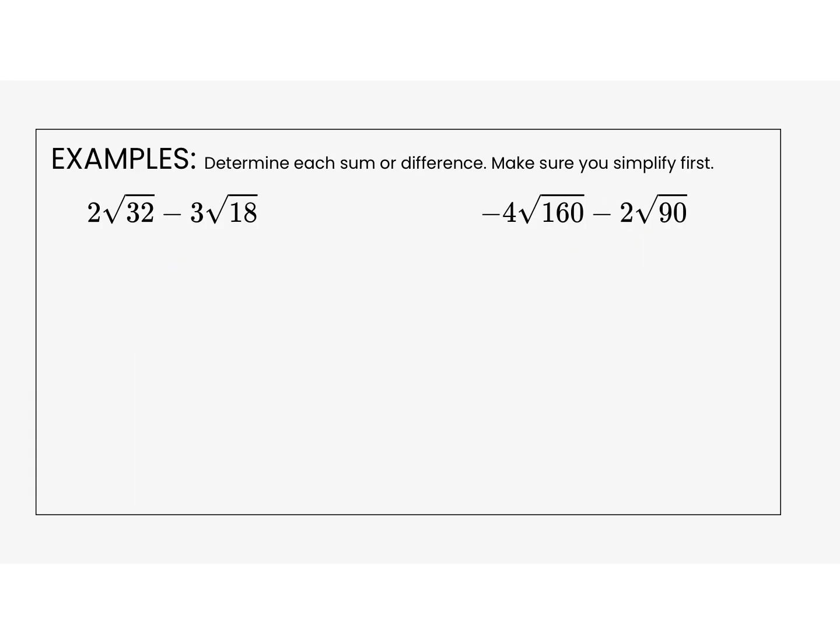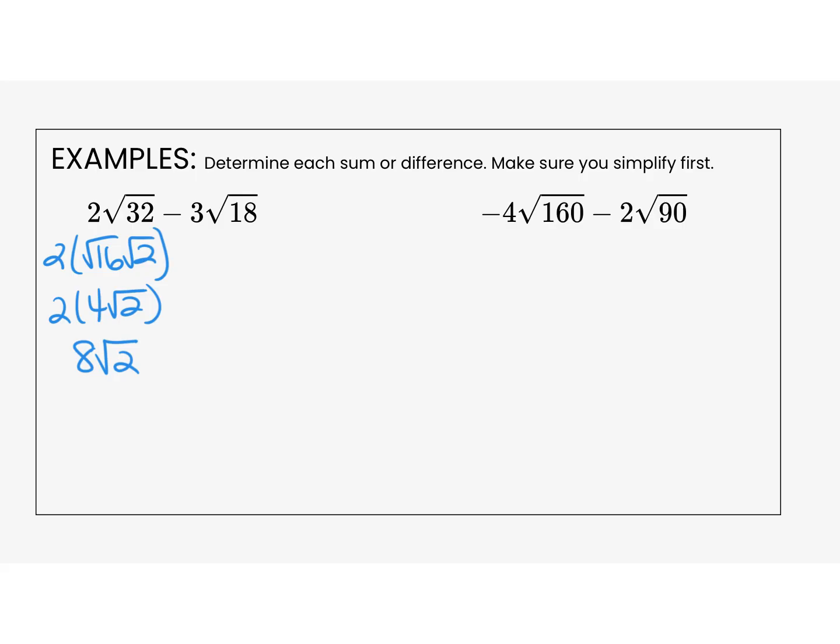Next view, 2 root 32 minus 3 root 18. So if we notice both of these, we can actually simplify. 32 is 16 and 2. 32 is also divisible by 4, but 4 is not its biggest perfect square. We always need to go with its biggest perfect square so that we make sure it's simplified all the way. So that would be 2 times 4 root 2, which would be 8 root 2.